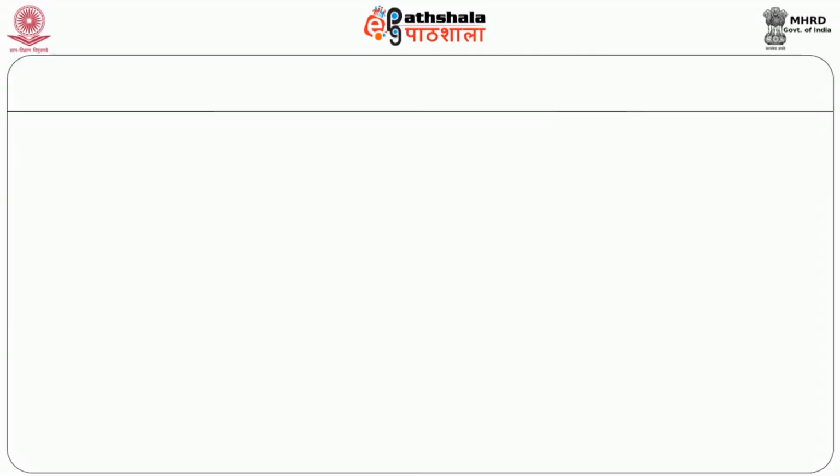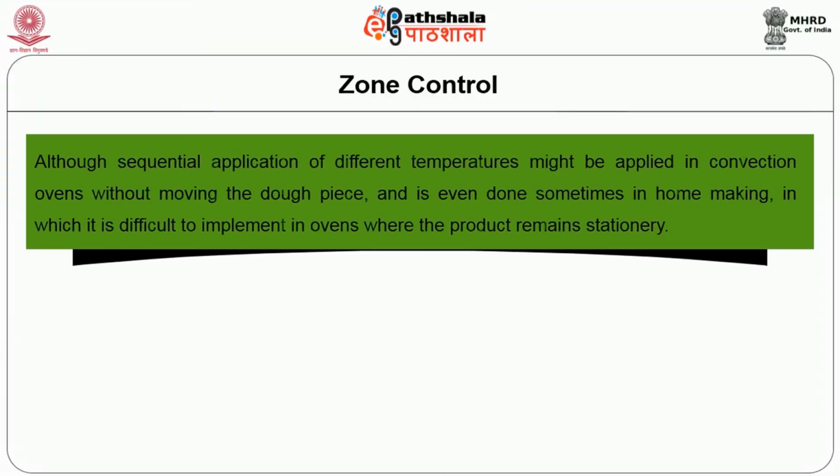In one steam system, metal tubes sealed at both ends and partially filled with water or some other suitable liquid extend from the firebox into the oven. Discussing zone control in ovens, although sequential application of different temperatures might be applied in convection ovens without moving the dough piece, and is even done sometimes in home making, it is difficult to implement in ovens where the product remains stationary.